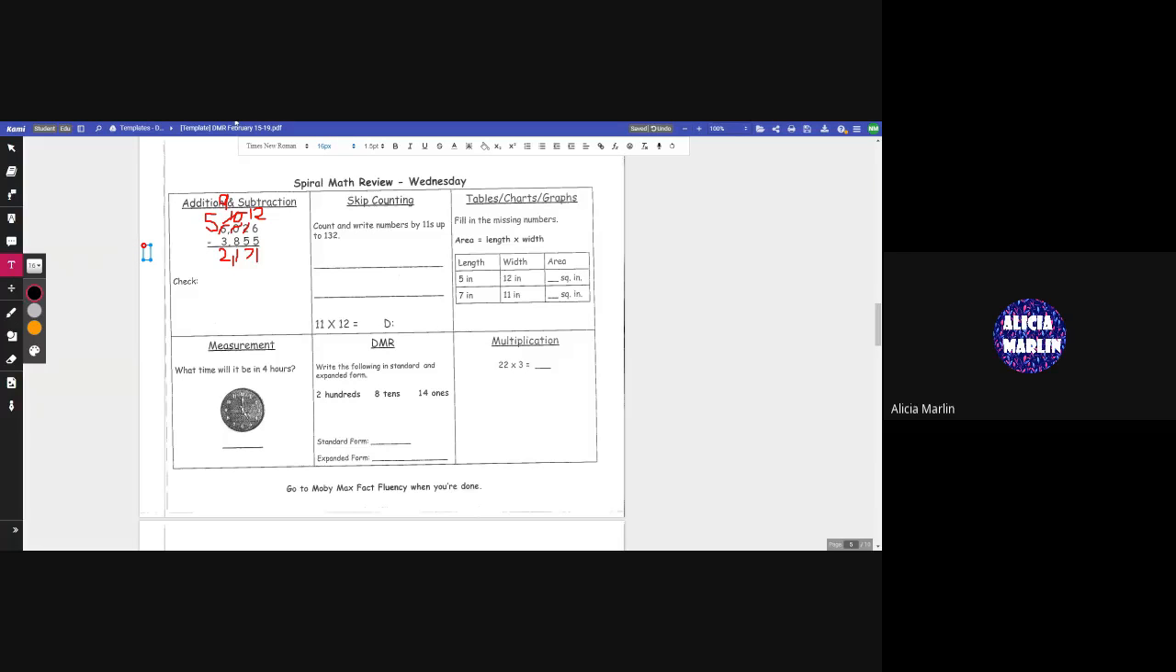Who remembers what the answer to a subtraction problem is called? Kayla, what is it? Difference. Very good, kiddo. And I'm going to type that right next to my answer, so I remember that's called difference. Now, if I subtract, what do I do to check?